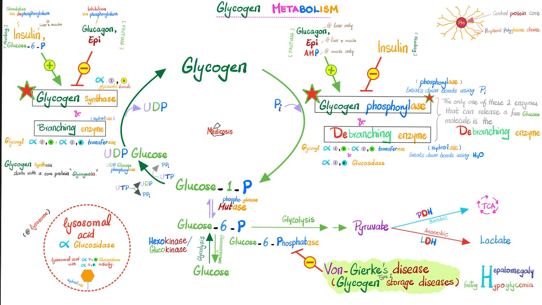There is another alpha-glucosidase in the lysosome. The lysosome is full of acids, that's why they call it lysosomal acid alpha-glucosidase, which is still a debranching enzyme, so to speak. We can call it lysosomal alpha-1,4 glucosidase. It has alpha-1,4 activity and alpha-1,6 activity, just like a good old debranching enzyme.